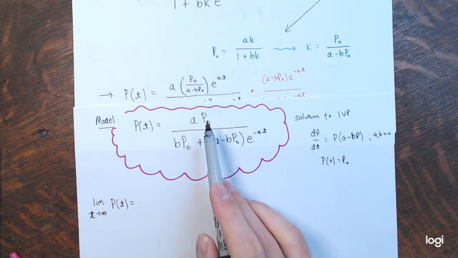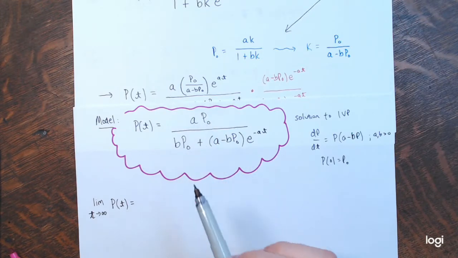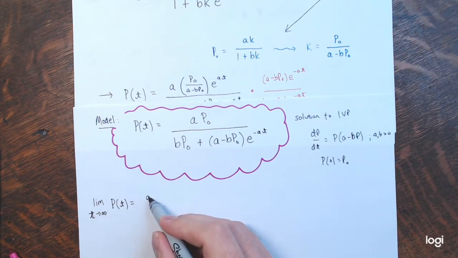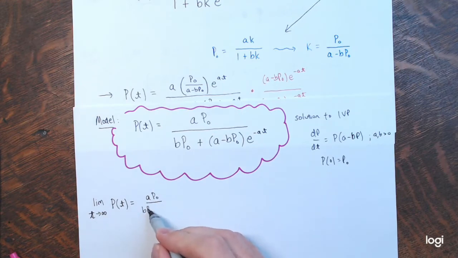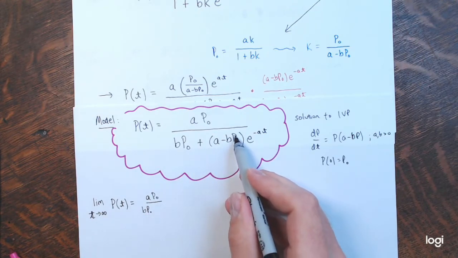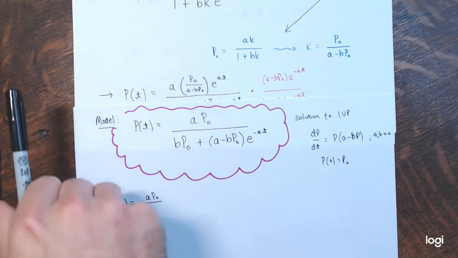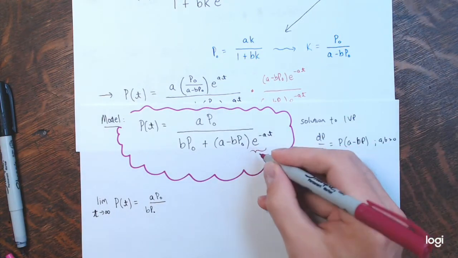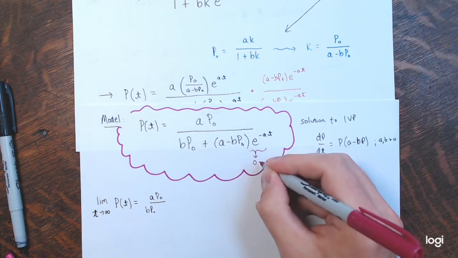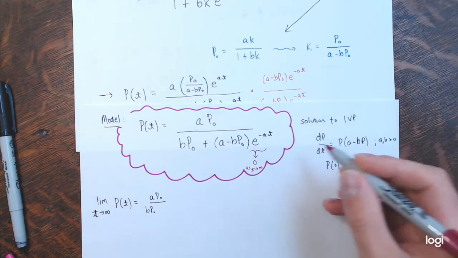Well, the numerator is a constant. A and p sub 0 are constants, so that's going to stay the way it is. So a times p sub 0, and in the denominator, b times p sub 0 is a constant as well, plus a term with e to the negative at. That e to the negative at part of the second term in the denominator approaches 0 as t gets huge, especially if a is positive. If a were negative, it would blow up to infinity.